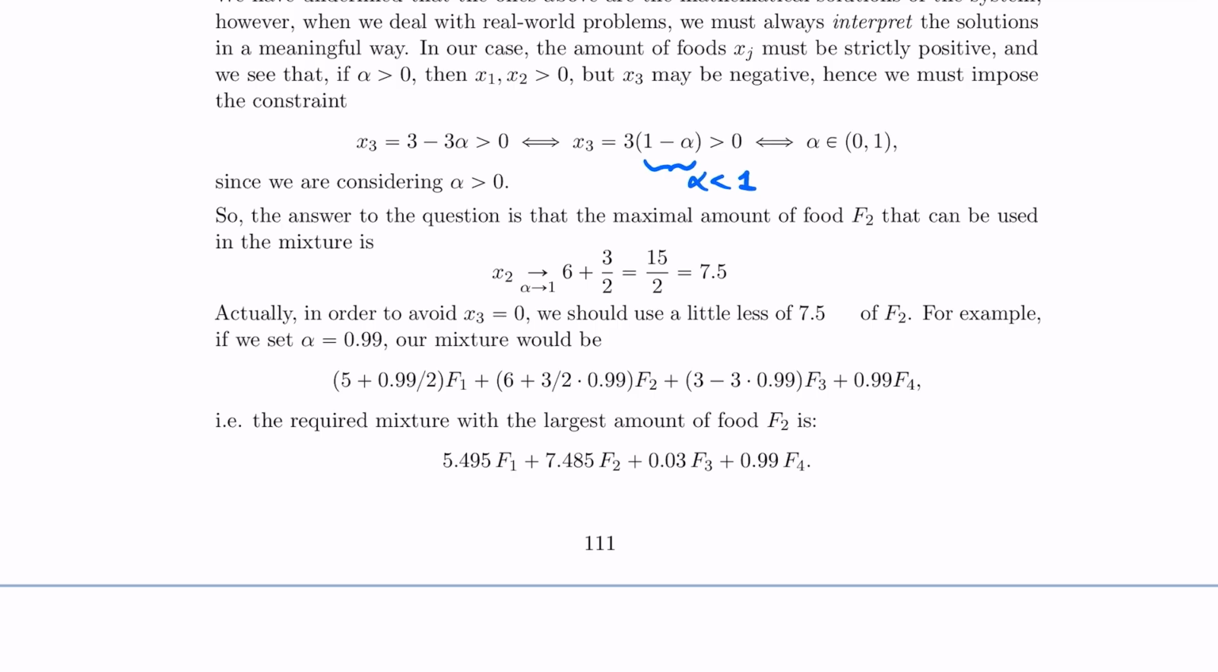Or imagine that gathering the food F2 has a lower cost than all the other foods, so again we would want to maximize its presence in the mixture, right? Hence, as a final remark, notice that by using techniques of linear algebra, we have solved an interesting optimization problem.